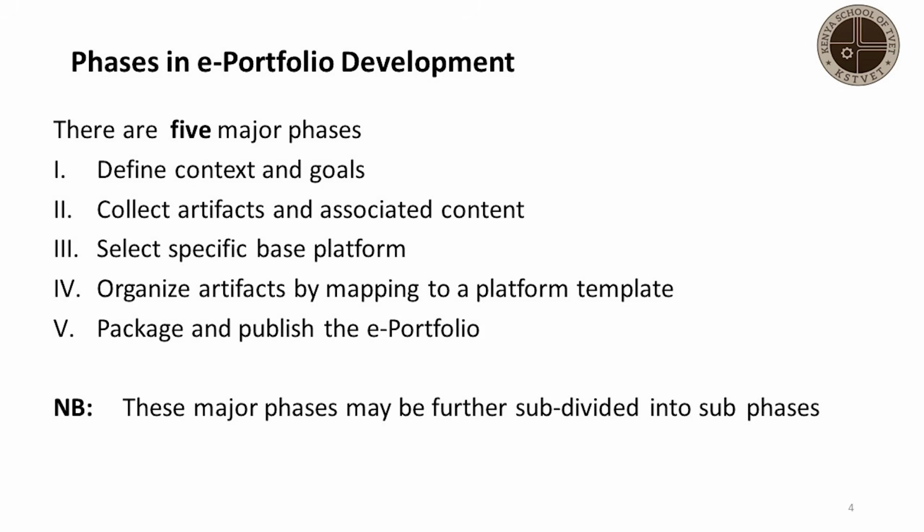Phase 2. Collect artifacts and associated content. Harnessing the materials in different formats that act as evidence or justification of a claim. Phase 3. Select specific platform and hardware infrastructure. Choose the online software platform, e.g. Google Sites. Add an appropriate template to use. And identify storage and presentation medium.